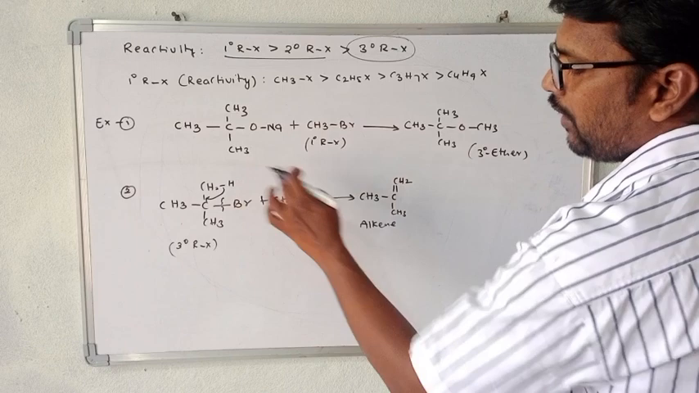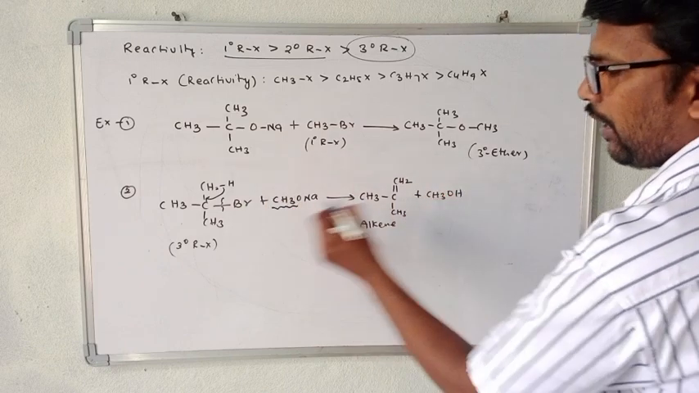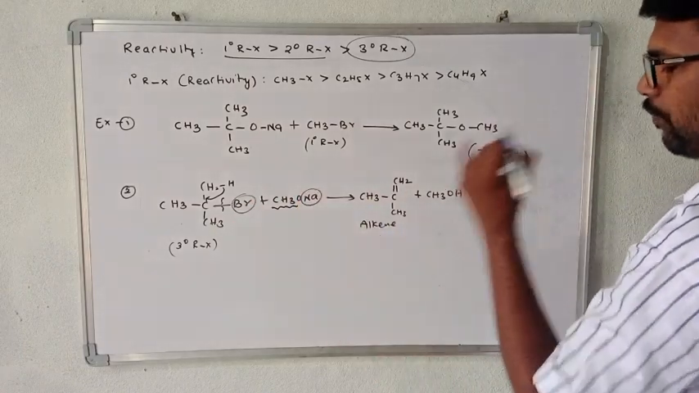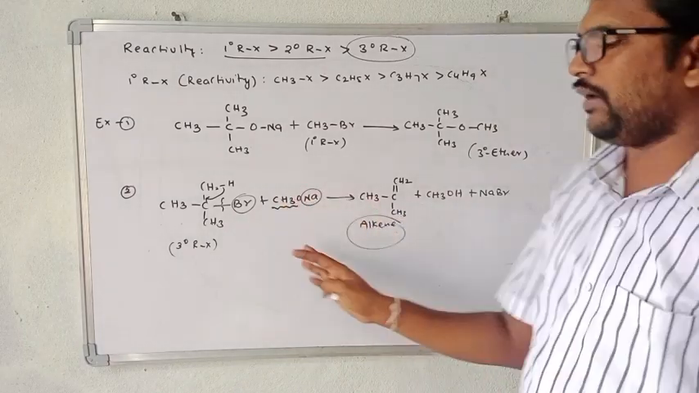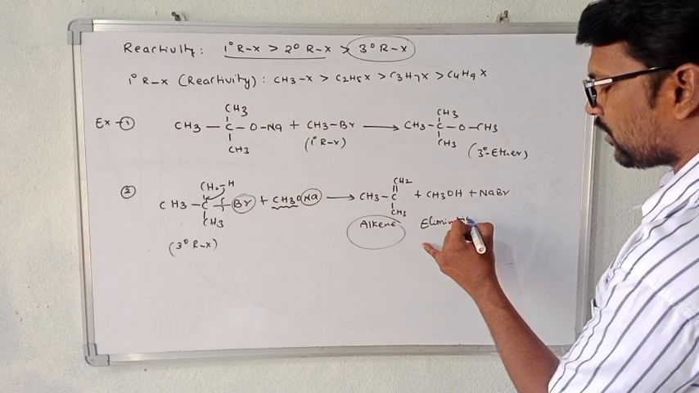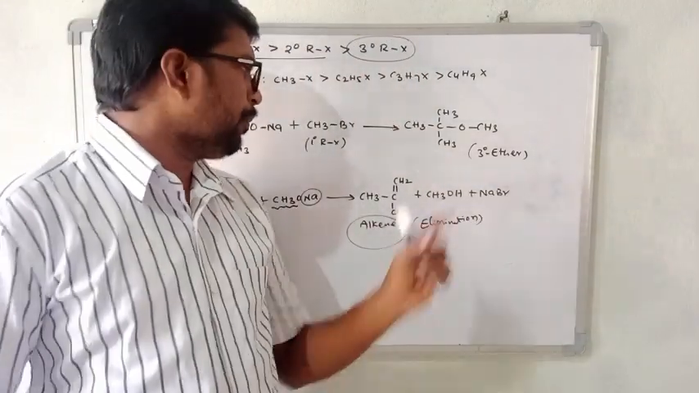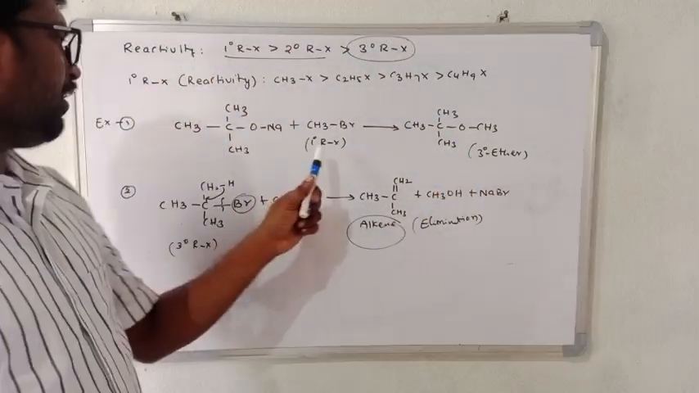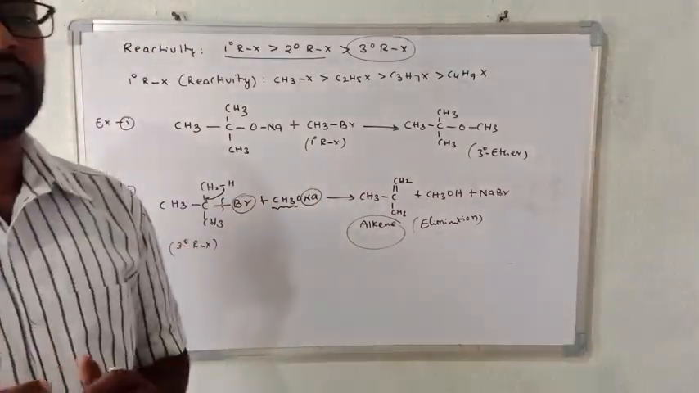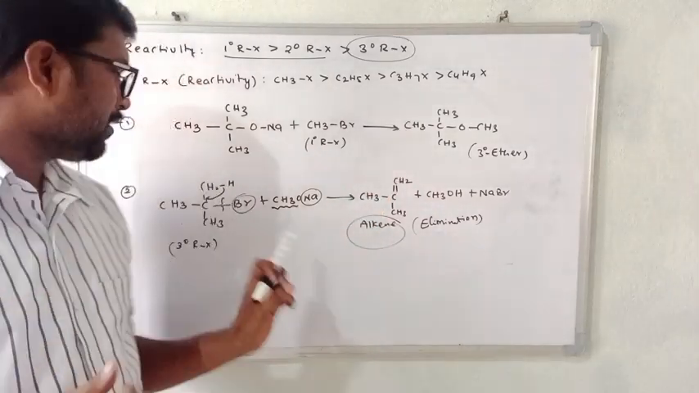Elimination takes place. Hydrogen combines with CH3O to form CH3OH, and Br combines with Na to form NaBr. That is the product. So whenever you take tertiary alkyl halide, it is not substitution. Instead of substitution, the reaction that takes place is elimination. This is asked in examination, you can remember. If you want to prepare tertiary ether, the alkyl halide should be primary alkyl halide. In Williamson synthesis, if you use tertiary alkyl halide, instead of ether formation, alkene formation takes place, and elimination takes place.